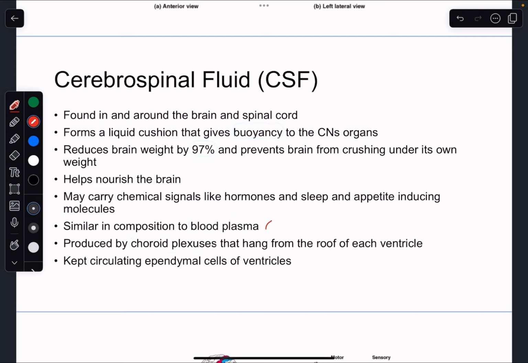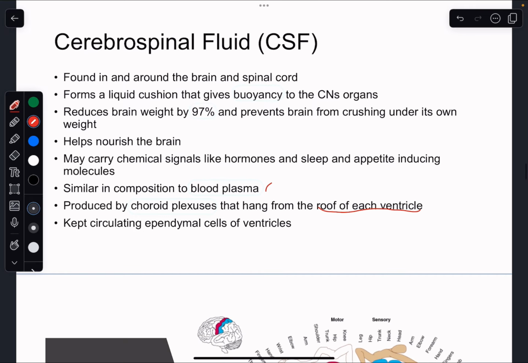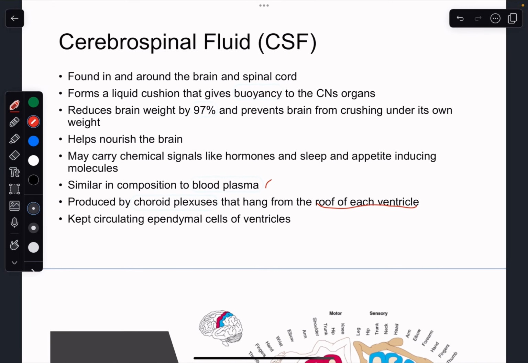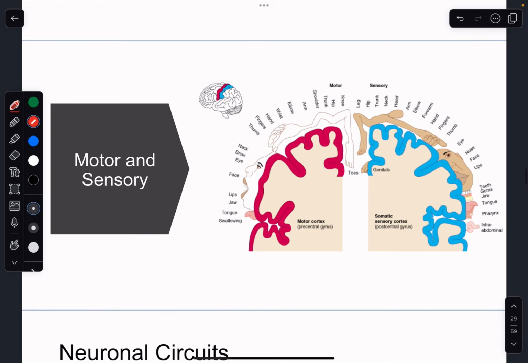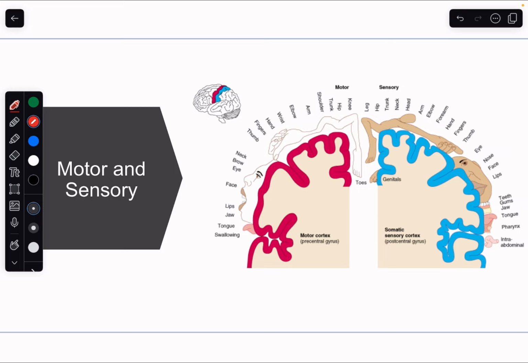It is produced by the choroid plexus that hangs from the roof of each ventricle, and it is kept circulating by the ependymal cells of the ventricles. All right, motor and sensory, as you can see, we have to know this, but this is going to be in the online portion, if I recall her saying that.